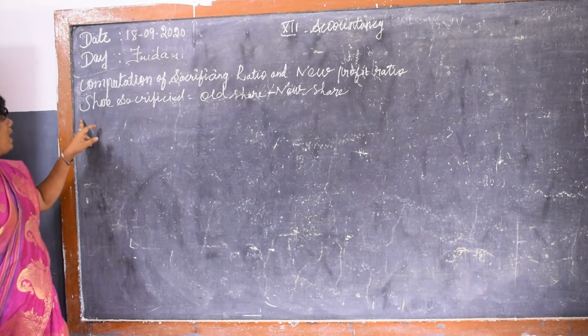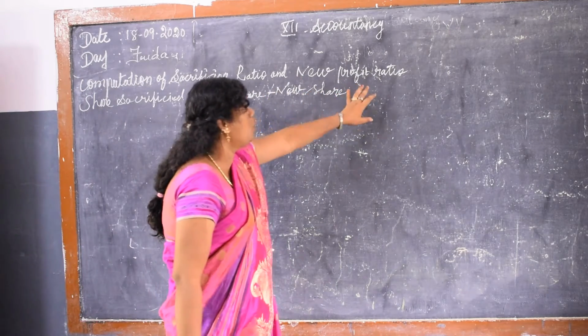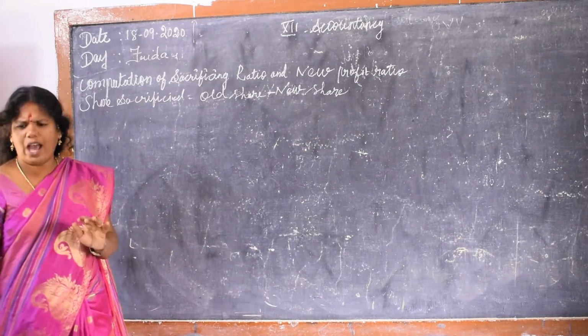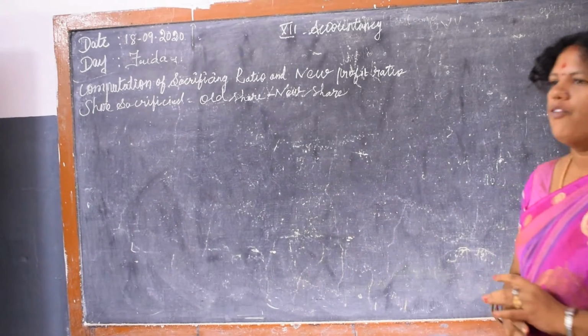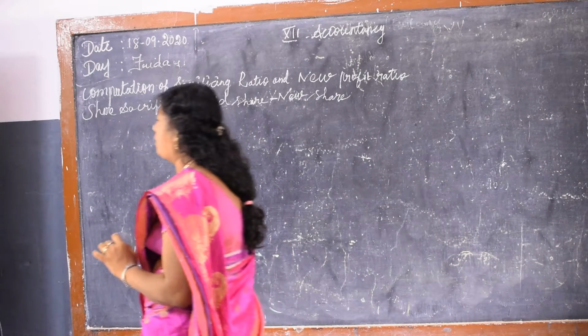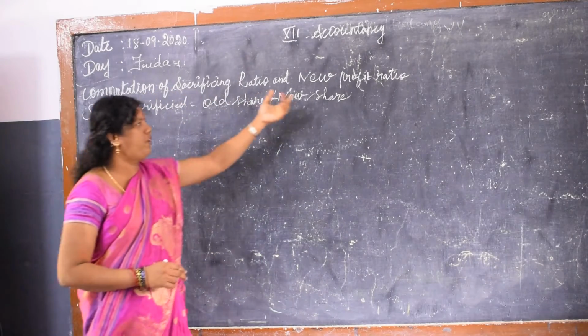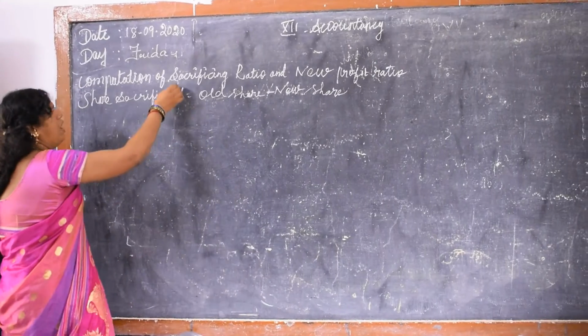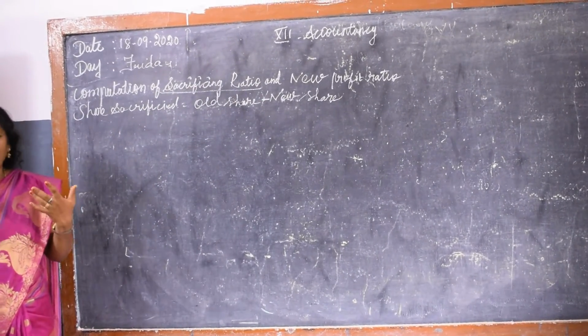Okay, in the admission of a partner, we are going to prepare the sacrificing ratio and the new profit ratio. Till now, we have worked out up to the 7th problem. We have moved to the 8th problem, how to calculate the sacrificing ratio and the new profit ratio. Before going to it, what is sacrificing ratio? What is the meaning of sacrificing?